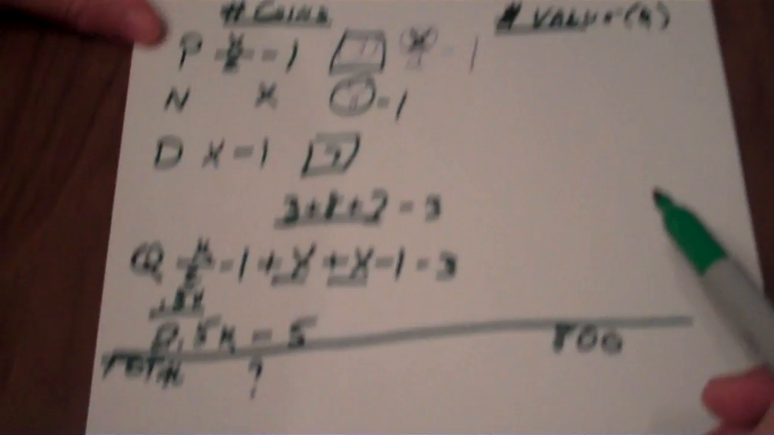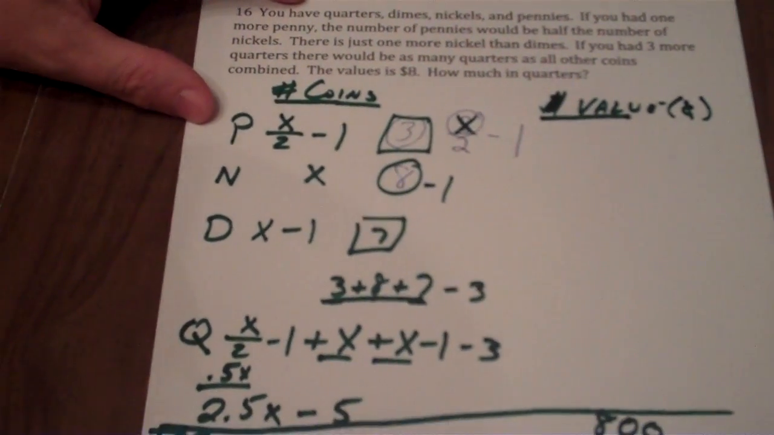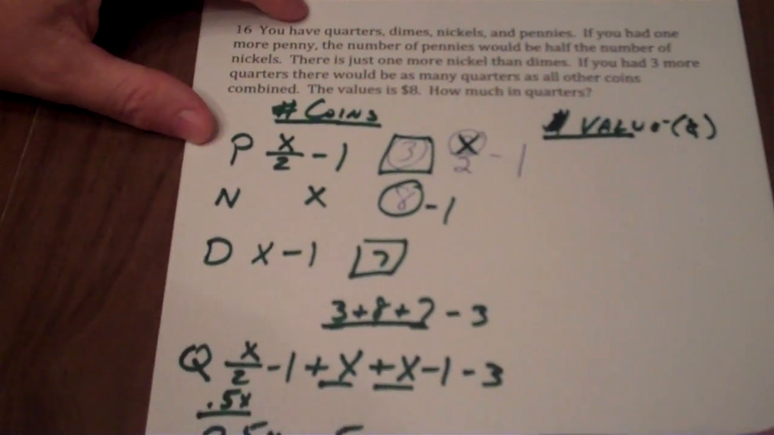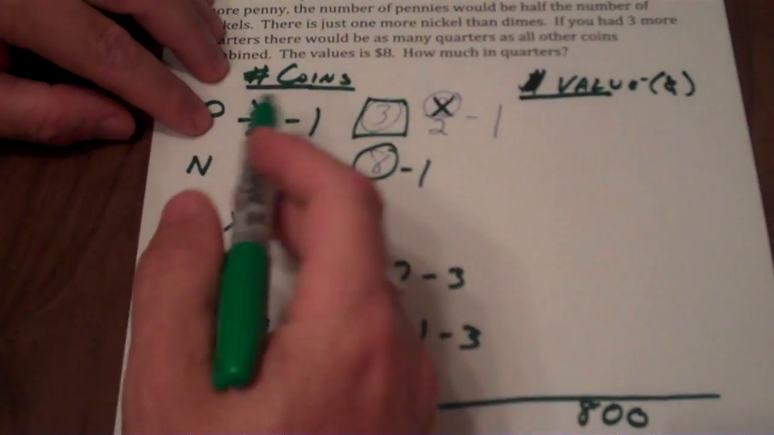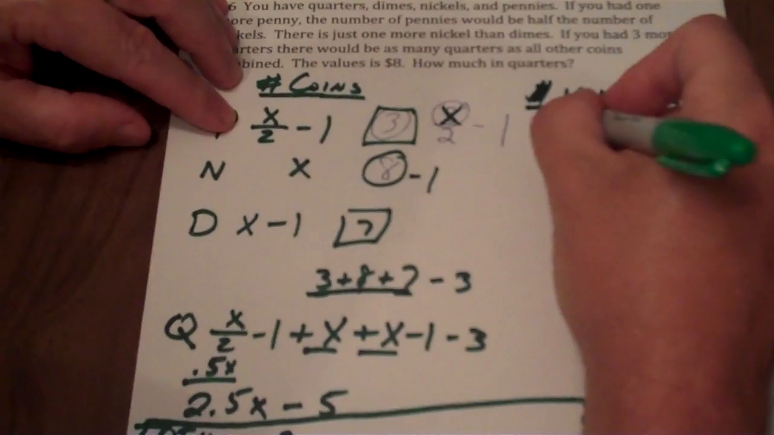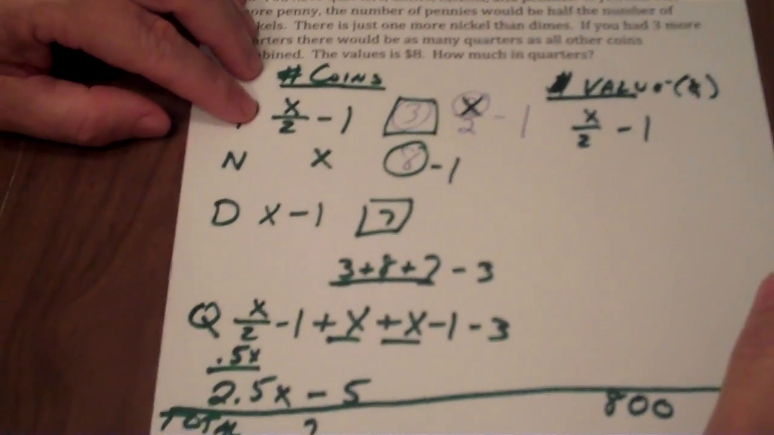So up here, simply, if I had 3 pennies, Luann, what would the dollar value or cent value of those 3 pennies be? 3 cents. So if I have 3 pennies, I have 3 cents. They're the same thing. So x over 2 minus 1 is my value of the pennies. So x over 2 minus 1 would be the value in cents.